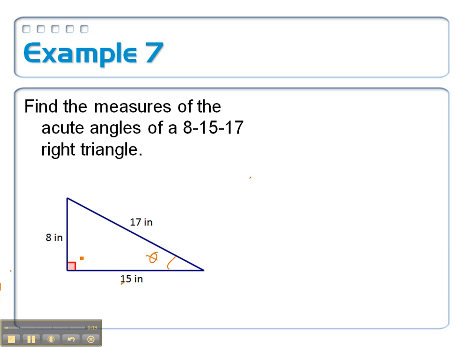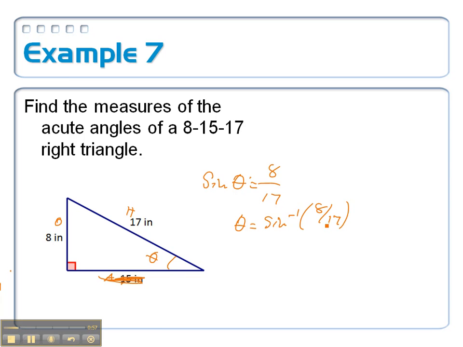Now, since we have all three of our sides, this one opposite, hypotenuse, and adjacent, it doesn't matter which trig ratio we use. We can use any of the three. You pick your favorite. My favorite is sine, so let's use sine. If I'm using sine, I'm not going to use the adjacent side, so I'm just going to ignore it. So now for theta, sine of theta is equal to the opposite side, 8, over the hypotenuse, 17. To find theta, I take the inverse sine of 8 over 17.